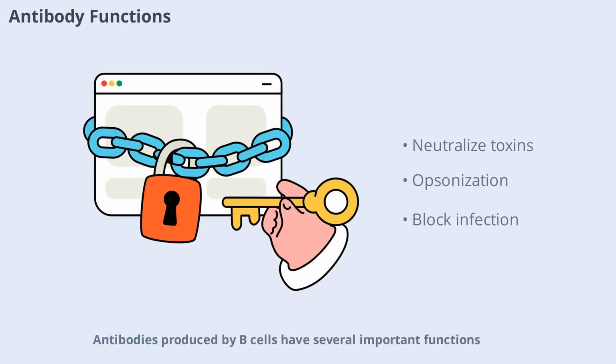Antibodies produced by B cells have several important functions. They neutralize toxins and viruses, block pathogens from entering cells, and tag invaders for destruction by other immune cells. This tagging process, called opsonization, makes it easier for phagocytes to engulf and destroy pathogens. Antibodies are a vital part of the immune system's arsenal, providing both immediate and lasting protection.